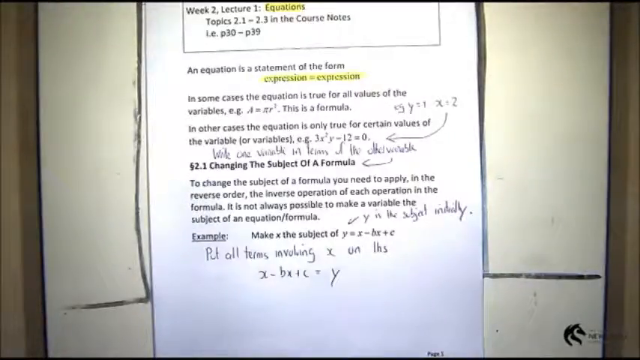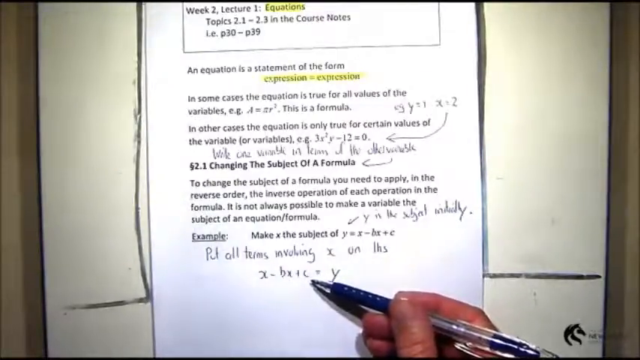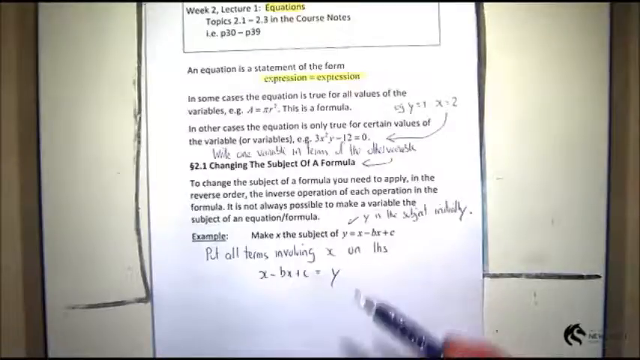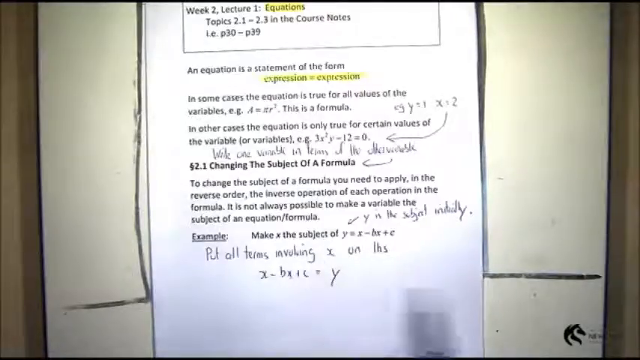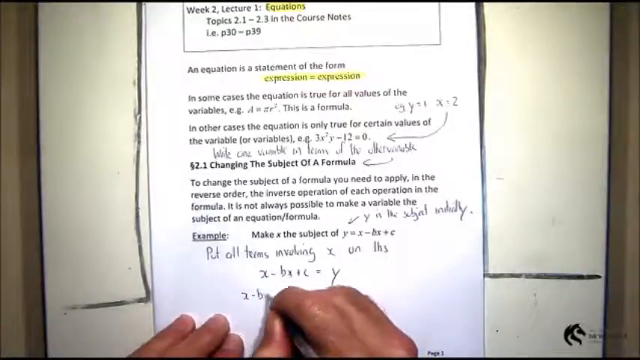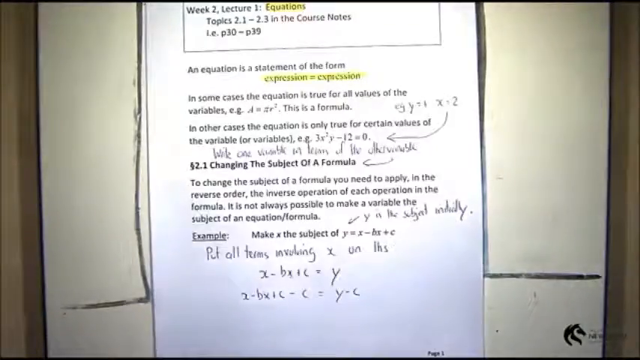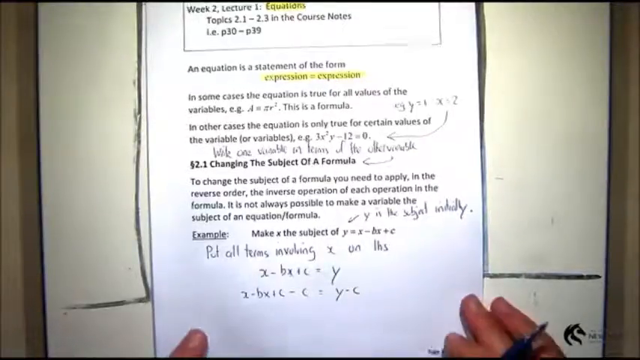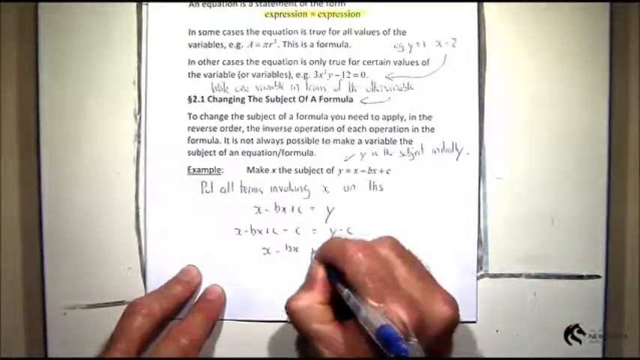Now I only want terms involving x on the left-hand side, so I'm going to subtract c from both sides. So that's my inverse operation here. If this number on the left is equal to the number on the right, if I subtract c from both of them, they're still going to be the same number. So I can say here, x minus bx plus c minus c is equal to y minus c. Of course, you don't have to write that step in. I'm just putting it there to show you what I'm doing. So then I have x minus bx is equal to y minus c.